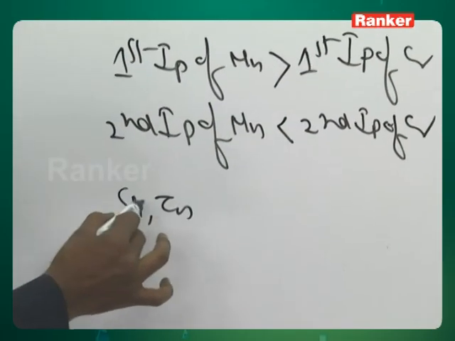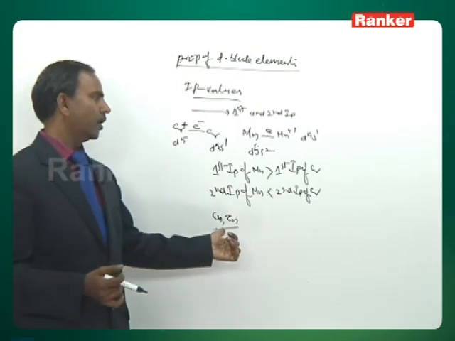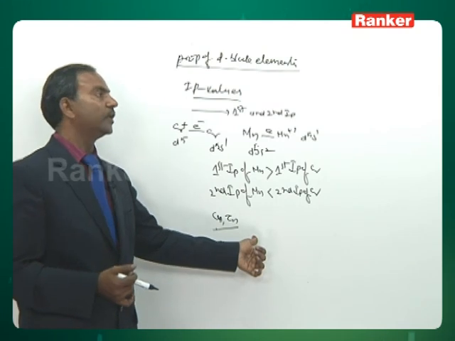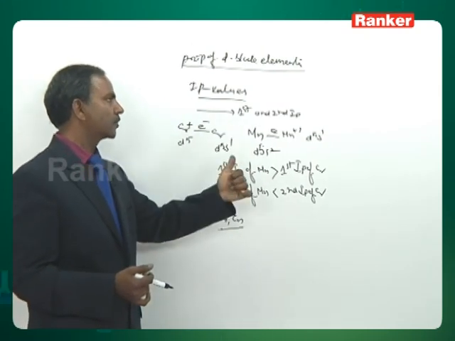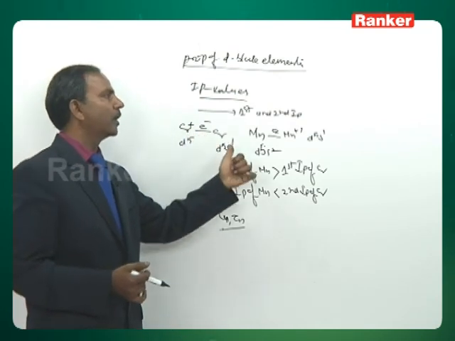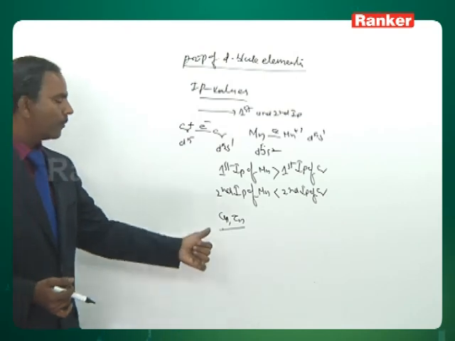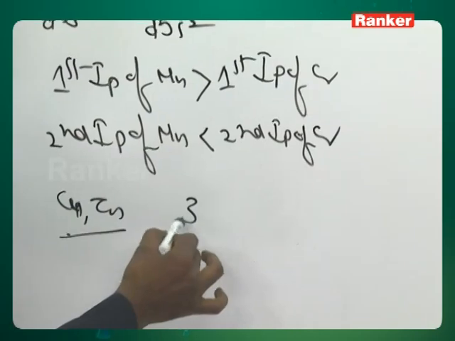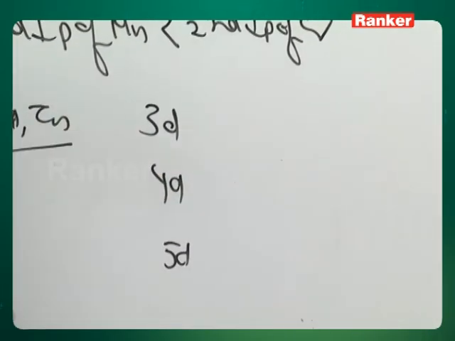The same discussion holds good for the copper and zinc pair also. The first IP of zinc is more, but the second IP of zinc is less. Whatever discussion we had for chromium and manganese, the same discussion holds good for the pair copper and zinc.